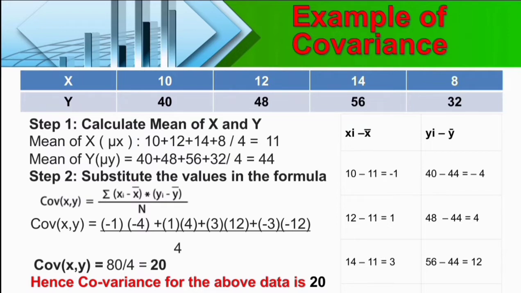Then step number 2. Substitute the values in the formula. Let's find xi minus x bar. That will be equal to minus 1, 1, 3 and minus 3. Then we will calculate yi minus y bar. That will be equal to minus 4, 4, 12 and minus 12. When we substitute the values in the formula, the covariance of x and y will be equal to 20.